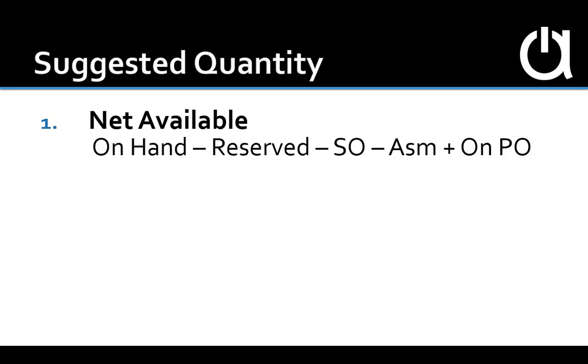So again, it's on-hand minus reserved minus sales order minus assembly plus whatever's listed on PO. The reserved quantity is referred to as safety stock. This is the quantity you always want to have on hand in case a random customer comes in to order. They're able to walk out of the store with that product in hand. You can think of it as a buffer for those high demand items.